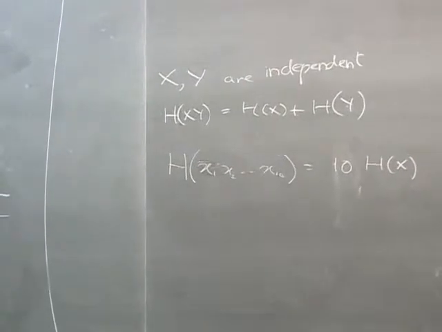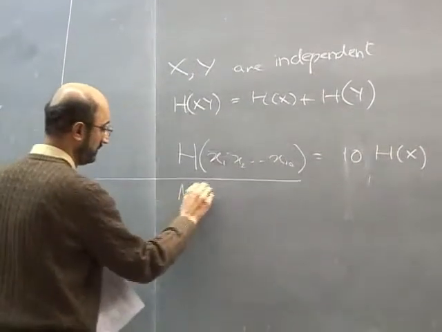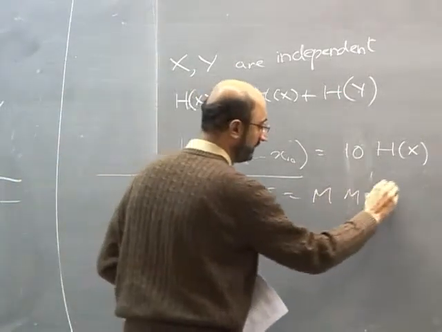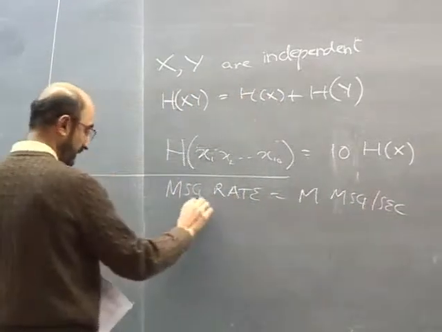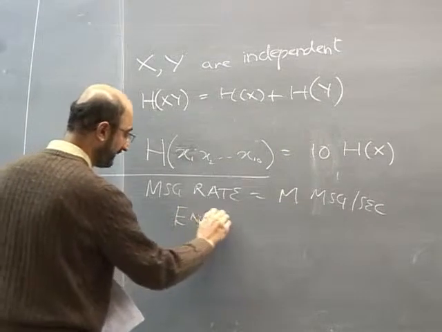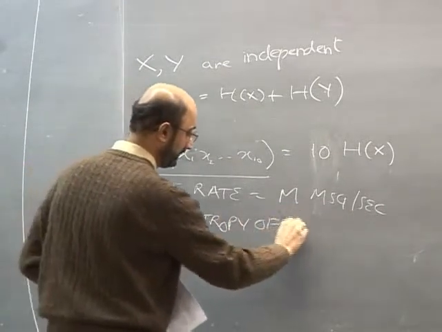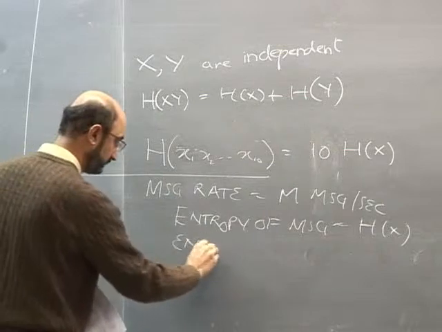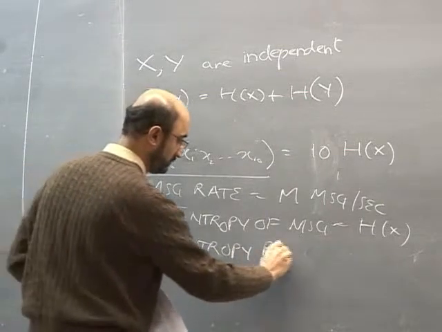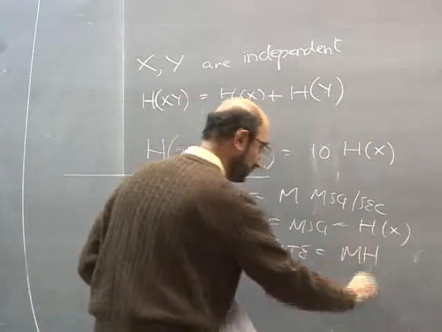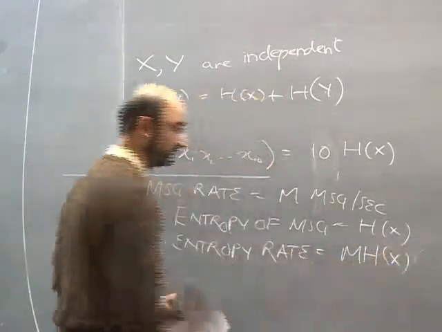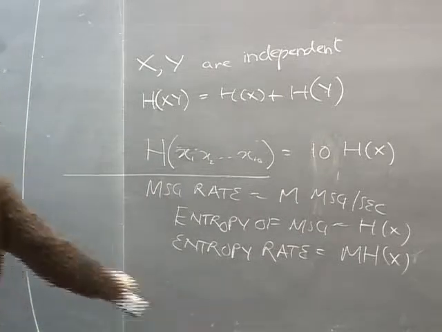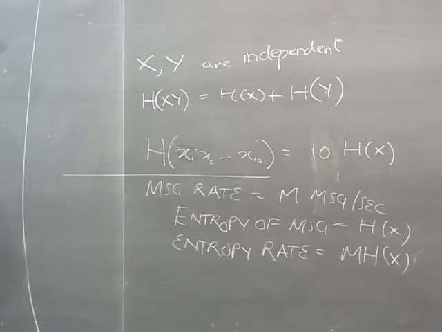So if the message rate from the source is going to be m messages per second, and the entropy of a message is going to be H(x), then the entropy rate is going to be m H(x). That's basically it. It's very simple. So let's take a look at the homework example so that this becomes a bit clearer.